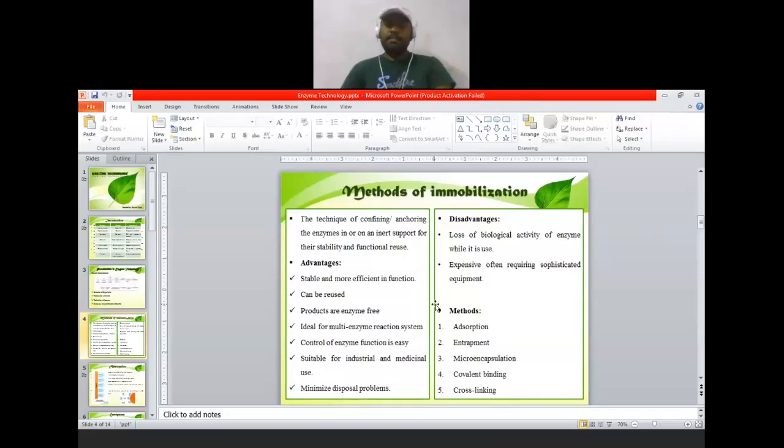Let us start with our lecture, that is Enzyme Technology Part 2. Yesterday, we discussed enzyme technology, a basic introduction. We have seen different examples of enzymes. We have studied the immobilization technique, a general introduction. Now we will see these methods one by one.